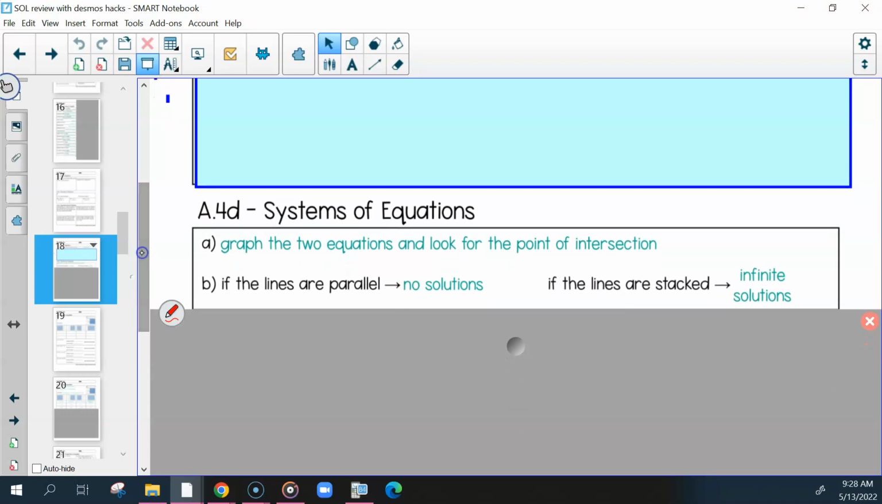For your systems of equations, the easiest way to do this in Desmos is to graph the two equations and look for a point of intersection. If they intersect, you have one solution, which you write as an ordered pair unless it's just looking for an x or y value. If you graph the two lines and they are parallel, you have no solutions. If the lines are stacked, one on top of the other, that's infinitely many. So whenever it says systems of equations or you're given two equations, that's a system and you can graph them and find your solution.